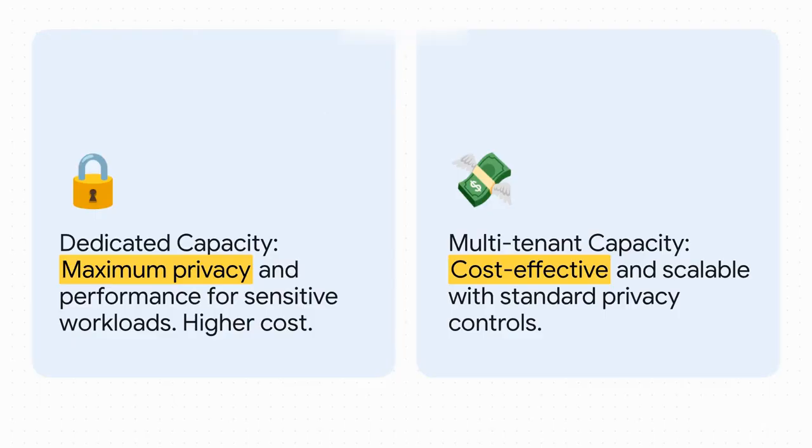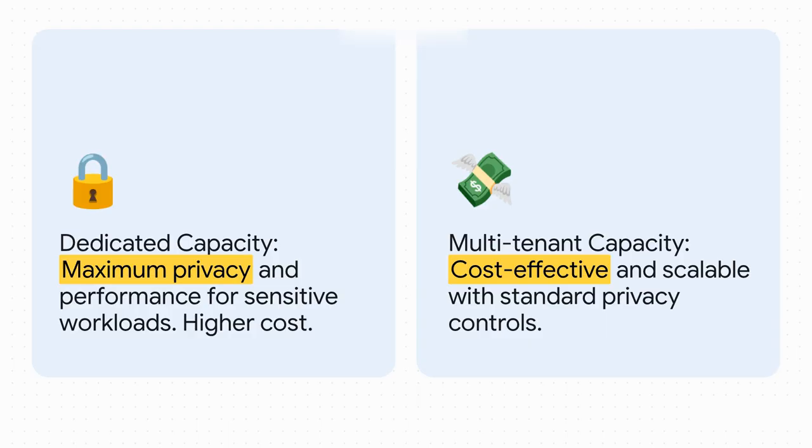So this is your first huge architectural decision in Azure. Think of it this way. On the left, you've got dedicated capacity. That's like your own private, isolated AI environment. It gives you the absolute best privacy and performance, perfect for really sensitive data. But that comes with a higher price tag.